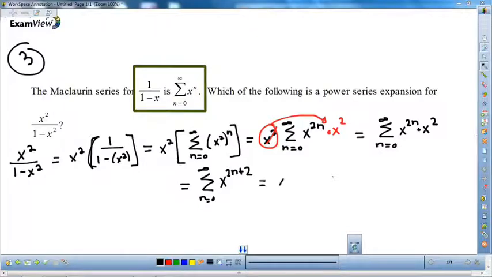So as we substitute n, when n equals 0, I get x squared. When n equals 1, I get x to the 4. When n equals 2, I should get x to the 6. And when n equals 3, I get x to the 8, and so on. So it becomes 2, 4, 6, 8, 10.